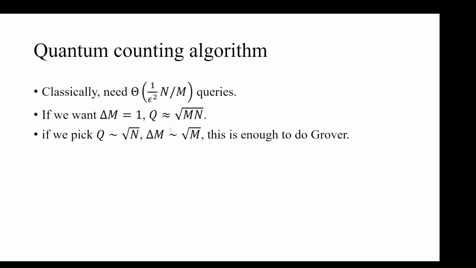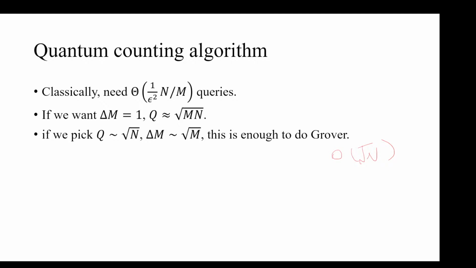Yeah, and the delta n will be about order square root n, and this is enough to do Grover search. You can show that this gives you just constant error on Grover search, so if you use the square root n queries to estimate the n, then you can do Grover search. This is another way to show that Grover search can be done in order square root n.